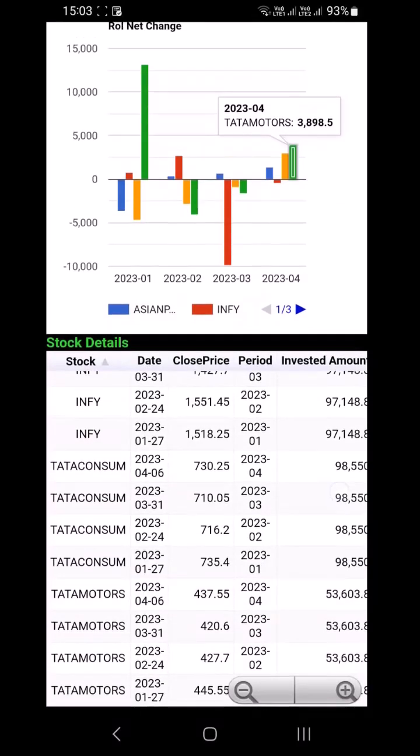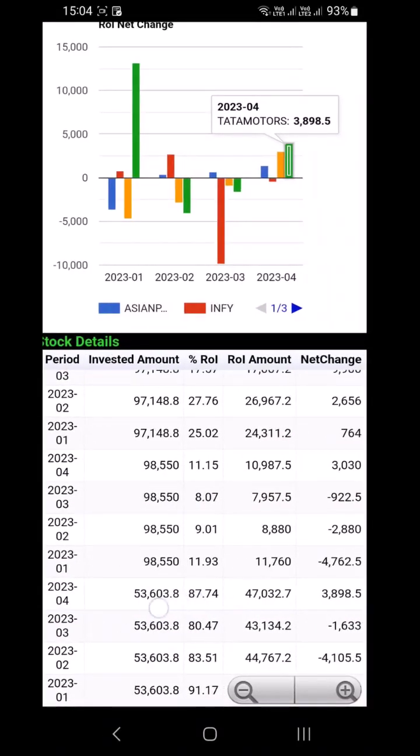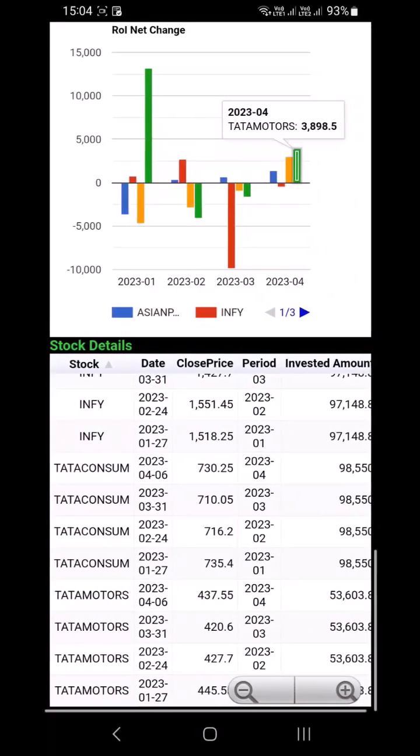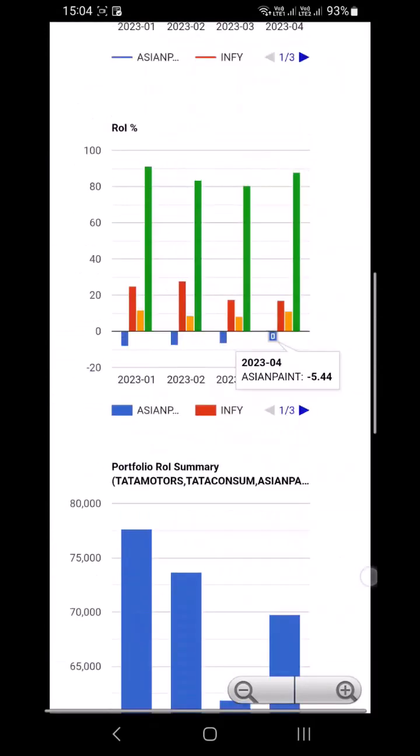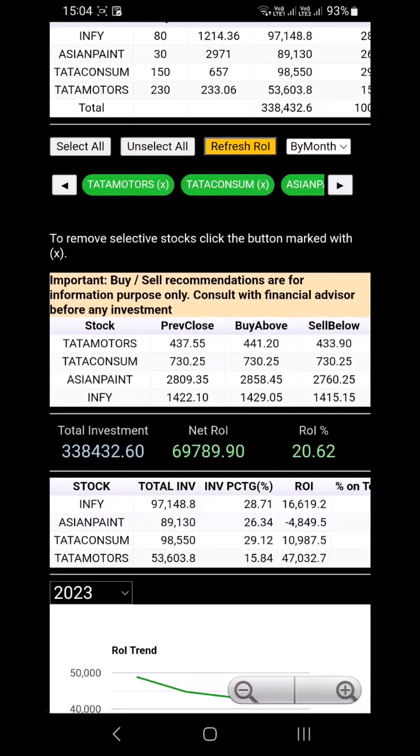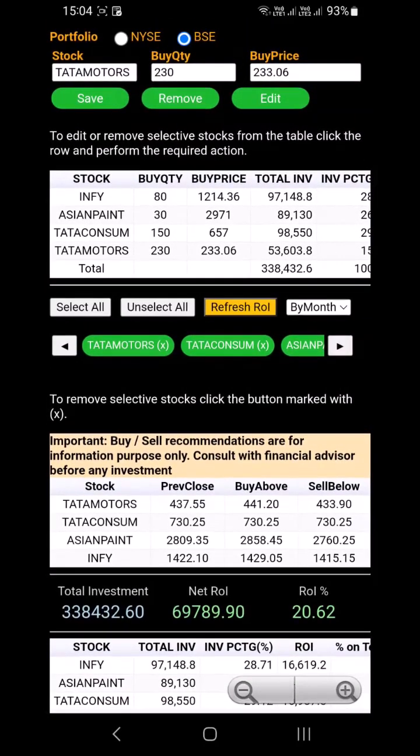Thank you for taking time to explore the Stock ROI app with us. Keeping a close eye on your portfolio is important for making informed investment choices and maximizing your returns. The Stock ROI app is designed to make investment monitoring easy and efficient.